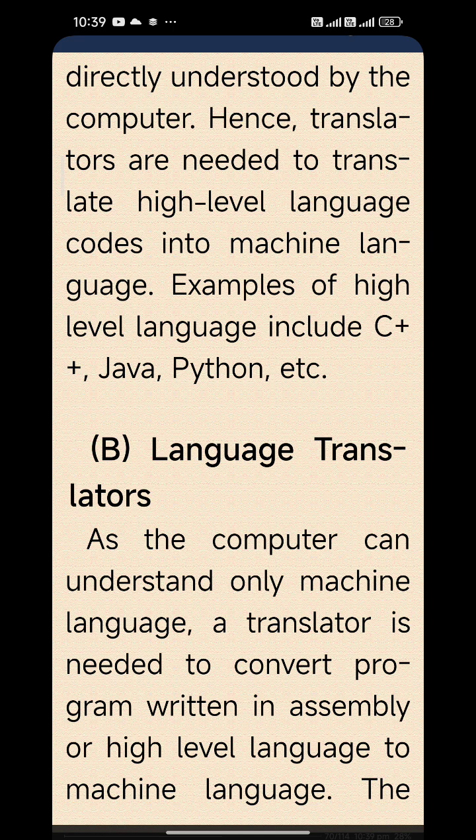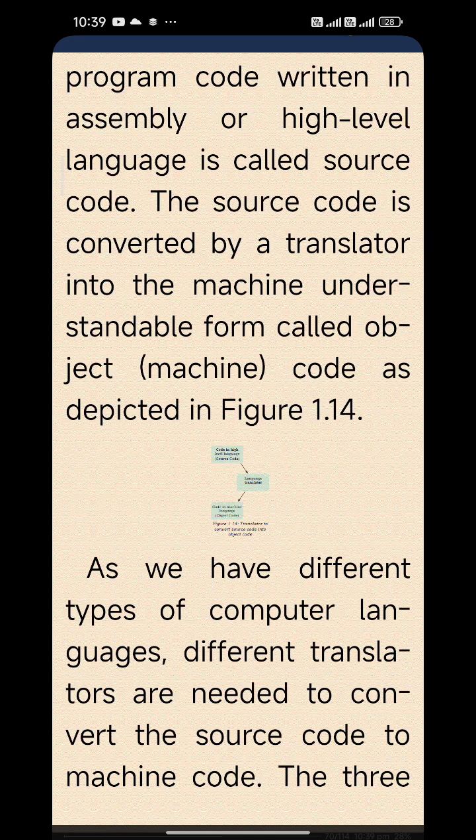B. Language translators. As the computer can understand only machine language, a translator is needed to convert a program written in assembly or high level language to machine language. The program code written in assembly or high level language is called source code. The source code is converted by a translator into the machine understandable form called object code, as depicted in Figure 1.14. Code in high level language, source code, to language translator, to code in machine language, object code. Figure 1.14. Translator to convert source code into object code.